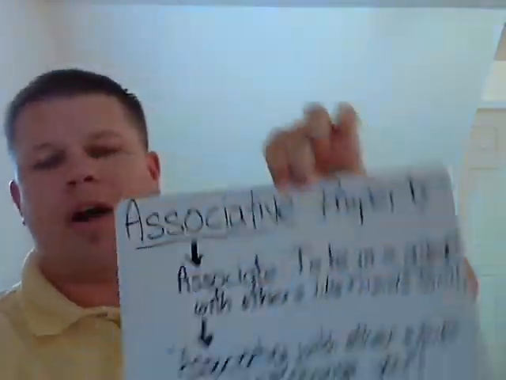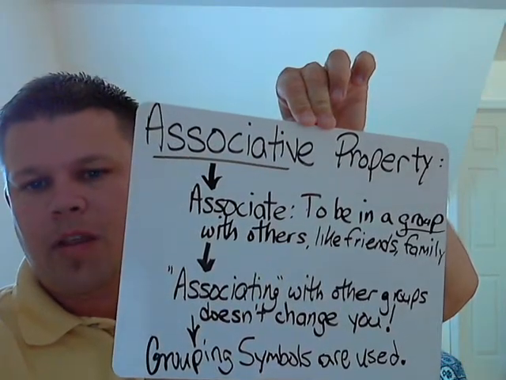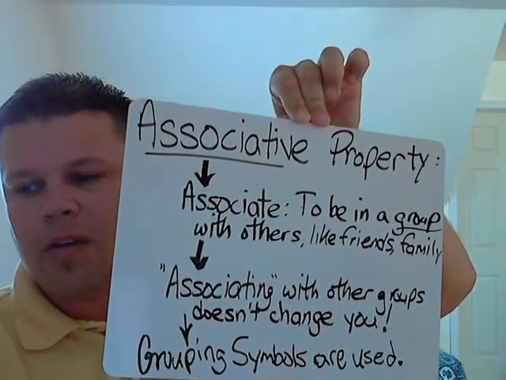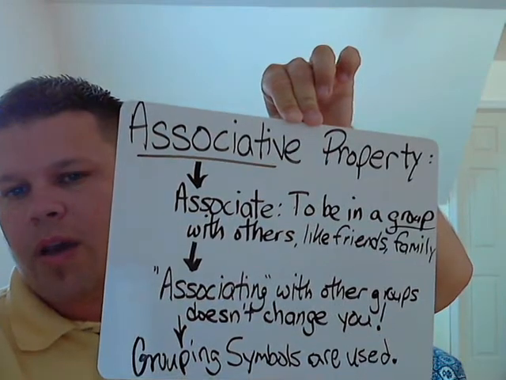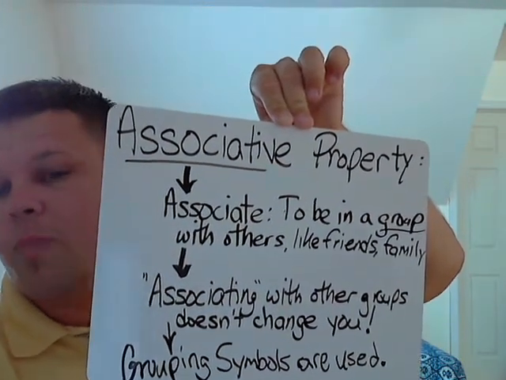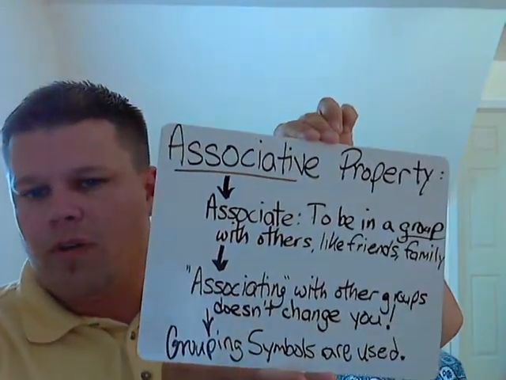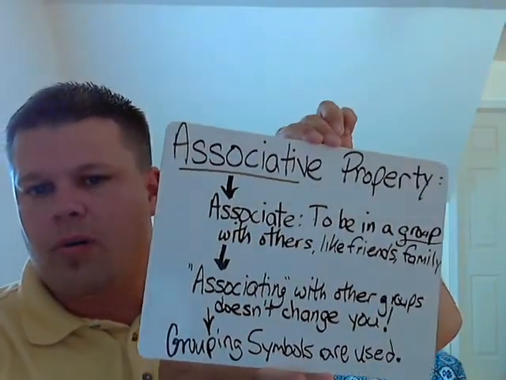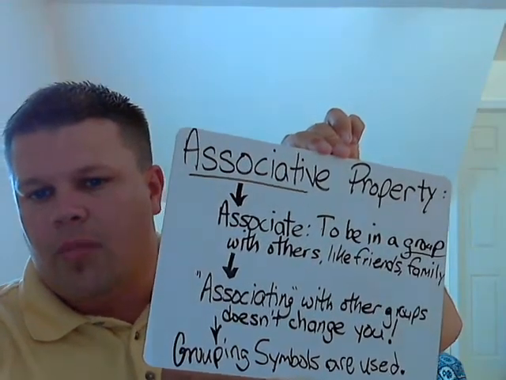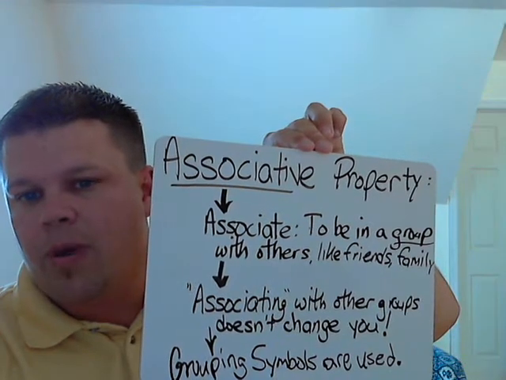So the associative property, very similar. The associative property talks about things that are in groups. When I say I associate with a group, that means that I'm in a group and I belong to a group. You might be a part of a group at school or in your neighborhood, your church, your Boy Scouts, Girl Scouts, whatever they are, but you're in a group. You associate with those people.